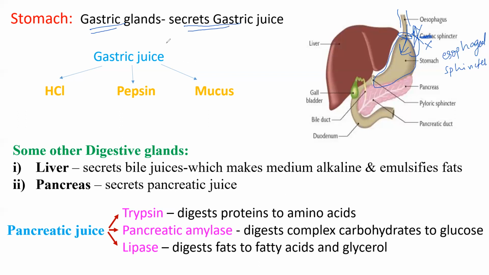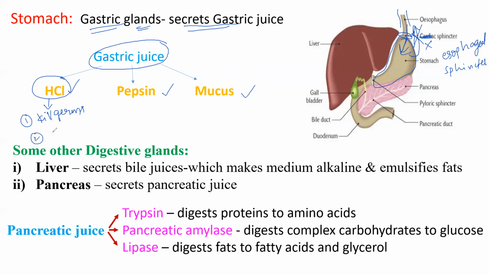Okay, now the gastric juice contains HCl, pepsin and mucus. What are the functions of these three substances? HCl is an acid which is secreted by the gastric glands and is part of the gastric juice. What is the function of HCl? The main function is to kill germs, like some microorganisms that enter along with the food. Those have to be killed by HCl.